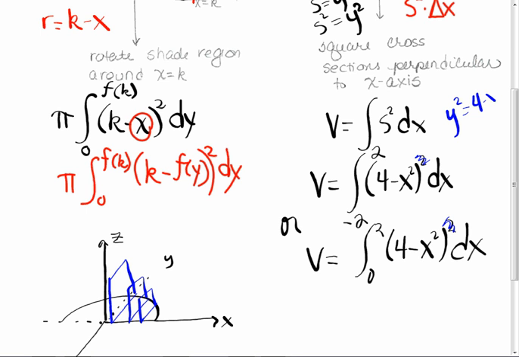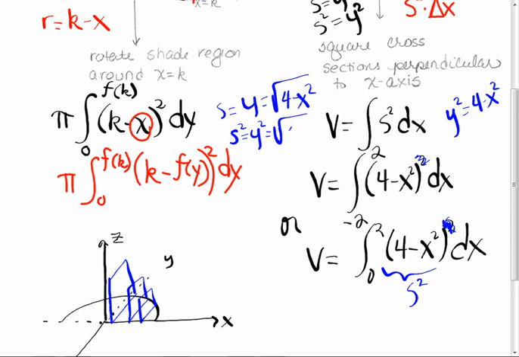Why? Because y squared is that. What's y? It's the square root of 4 minus x squared. So y squared is getting rid of the radical. This is s squared. It's already squared. S squared is that thing, because y is equal to this. S equals y, so s squared equals y squared equals the square root of 4 minus x squared, squared. So it doesn't have the radical.